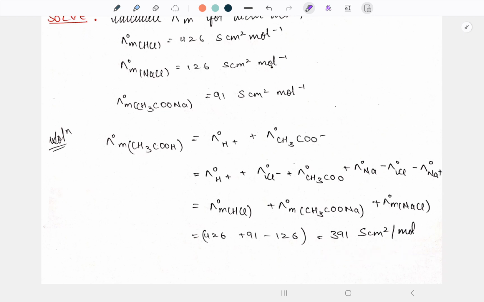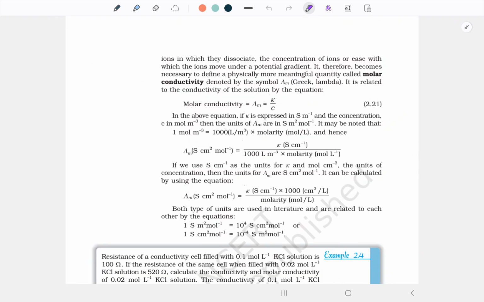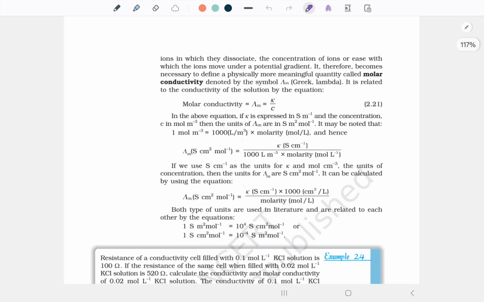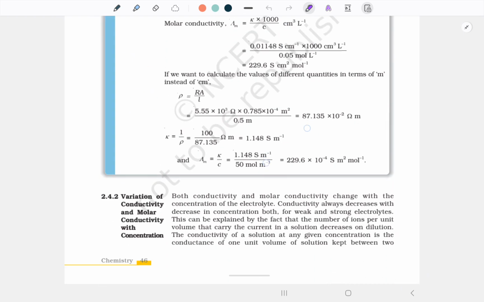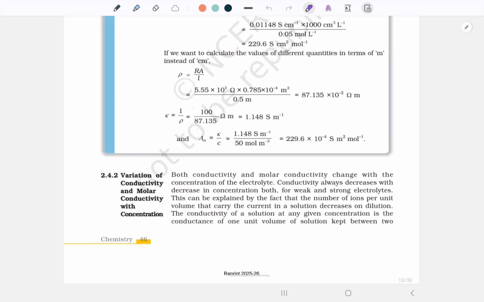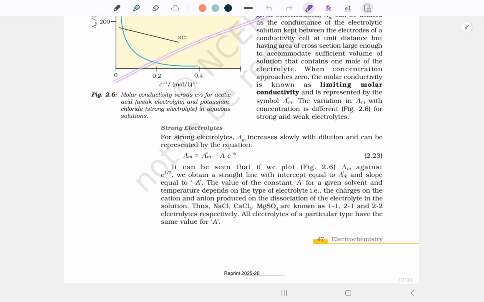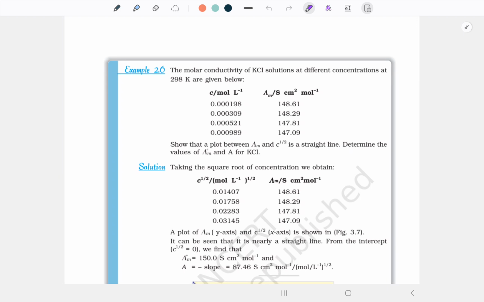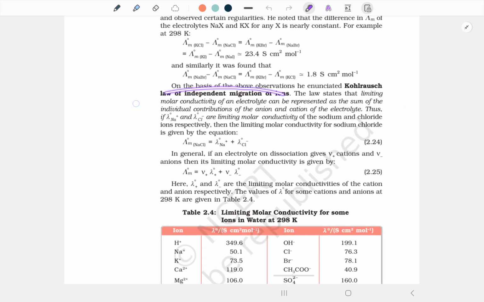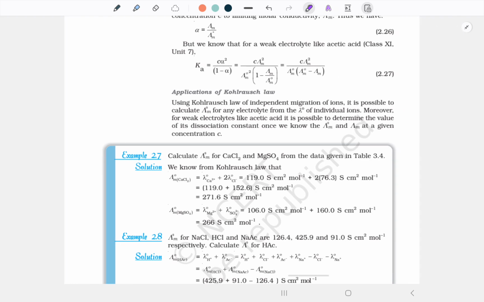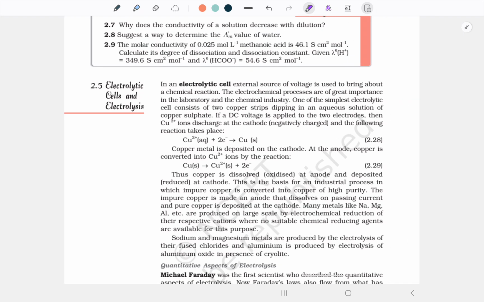Now let us give a quick NCERT reading. In this part, we have started with the molar conductivity, and we have also completed the variation of conductivity and molar conductivity with respect to concentration, and we have studied weak electrolytes and strong electrolytes and Kohlrausch's law, which is the law of independent migration of ions. We have also studied the general formula, and the applications of Kohlrausch's law are also done. So in the next part, we'll be starting with electrolytic cells, electrolytes and the working of electrolytic cells.